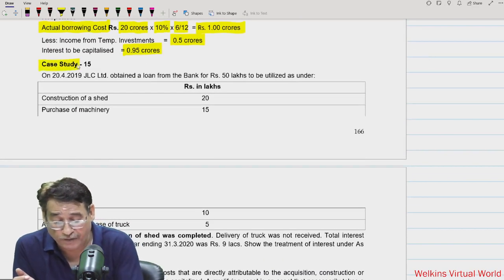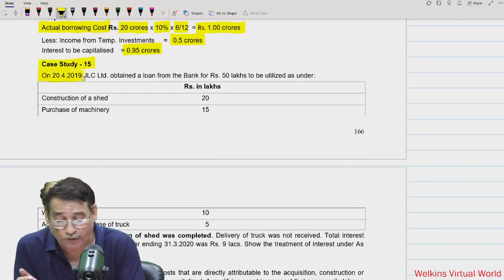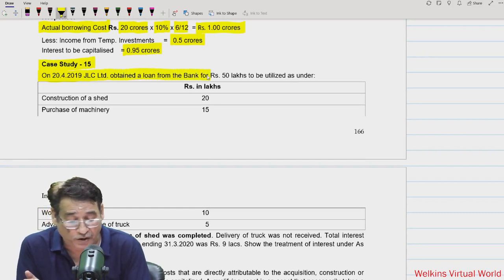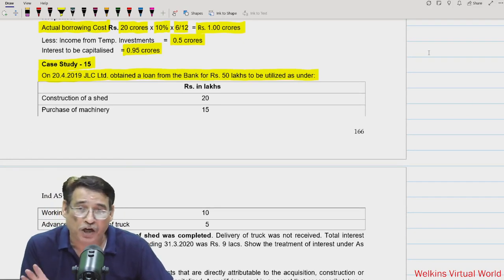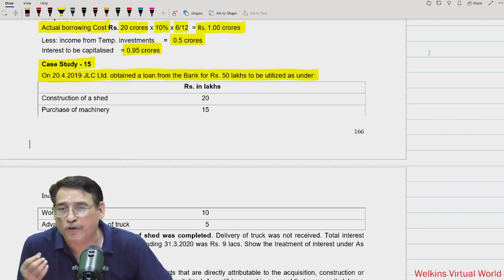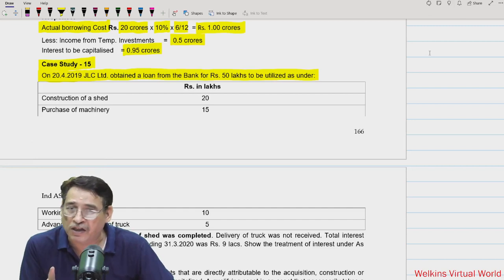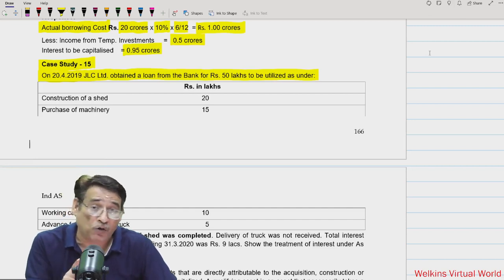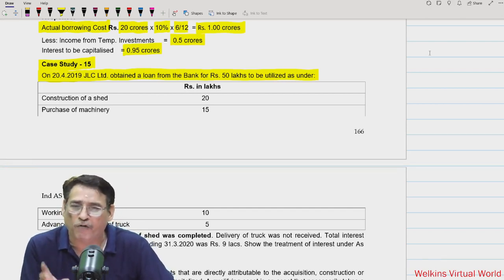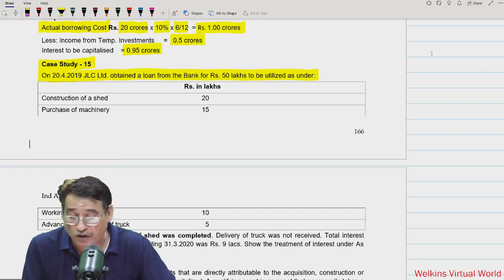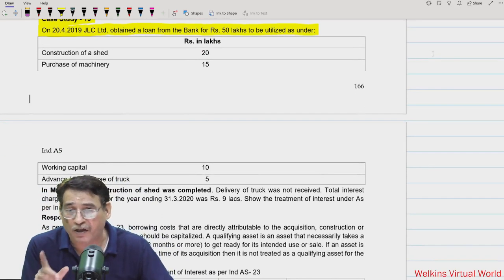In case study 15, it is given that on 20th-4-2019, GLC Limited obtained a loan of 50 lakhs. Whenever it is given 20th April, 13th April, 29th April, you presume as if you took the loan on 1st of April. Is it clear to you? Because interest calculation never starts from the midway in the month. It always starts from 1st of the month. So you presume you took the loan on 1st of April 2019, number one.